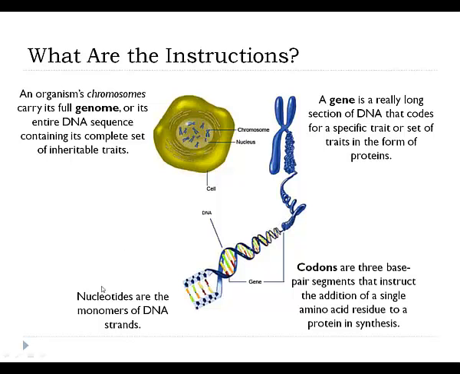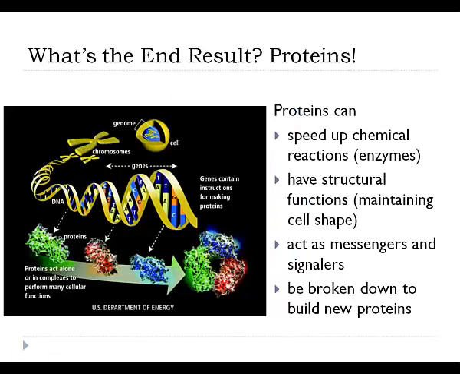So the idea is nucleotides make codons, lots of codons together make a gene, lots of genes together make chromosomes, and all of the chromosomes together make a genome. And those are the instructions. And the end result of this is proteins, right? The genome, in its chromosomes, in its genes, tells the cells to make specific proteins.